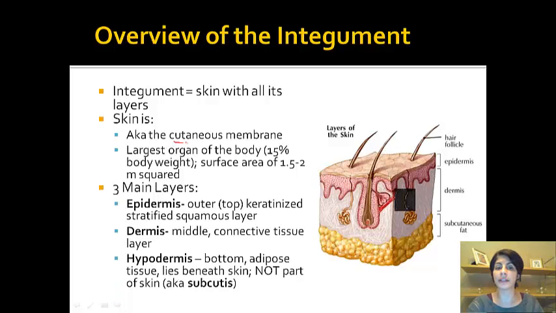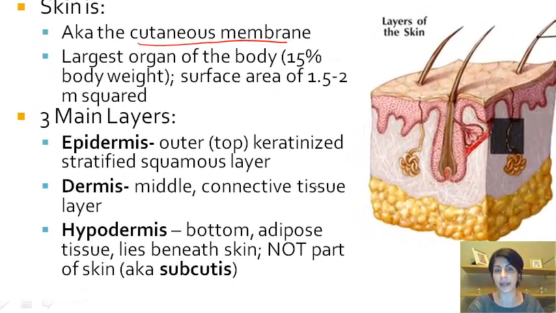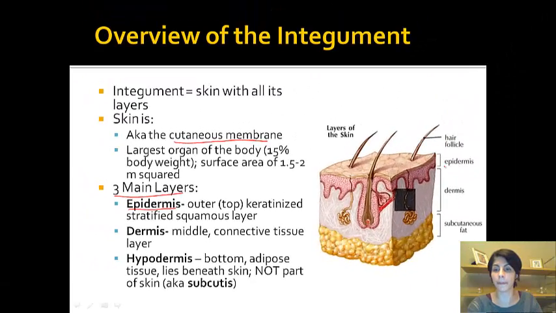Skin is also known as the cutaneous membrane. It's the largest organ of the body by weight, and it's about 1.5 to 2 meters squared. The integument itself is made of 3 main layers. The epidermis, which is found here, and that's the top layer. It's keratinized, which means it's full of the protein keratin. It's mostly dead, not completely, and it's stratified squamous in histological origin.